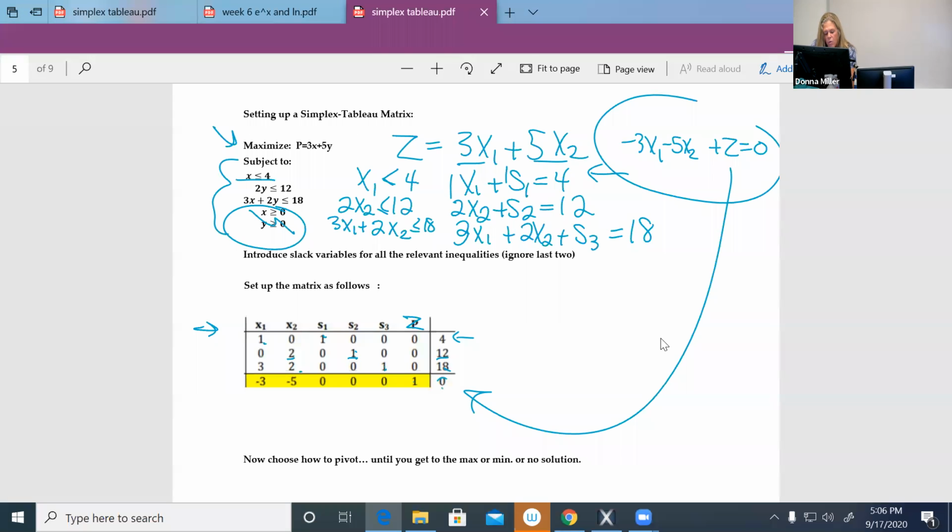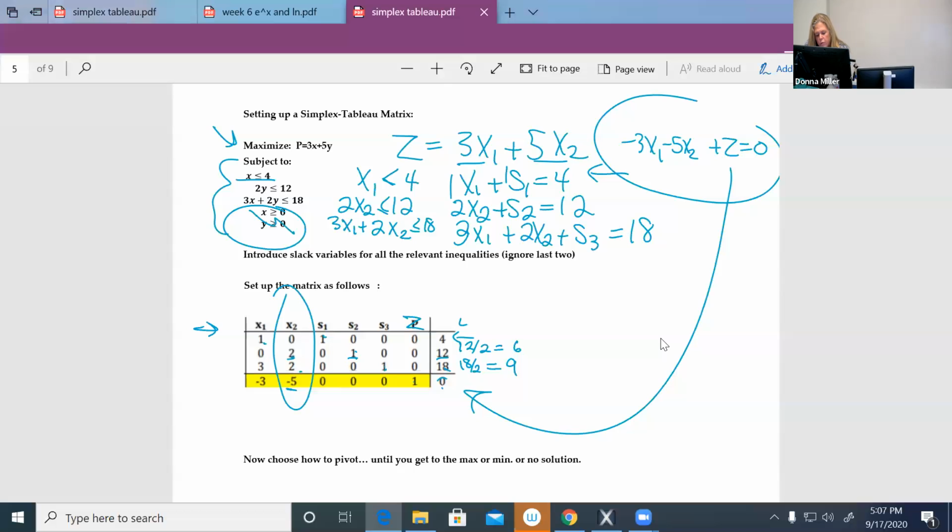Okay, so you guys tell me which column would be my pivot column? Second one, because this is the most negative number, right? I would pivot here, and then I'm going to divide each of these, right? So I would take 18 divided by 2, which is 9, and 12 divided by 2, which is 6.